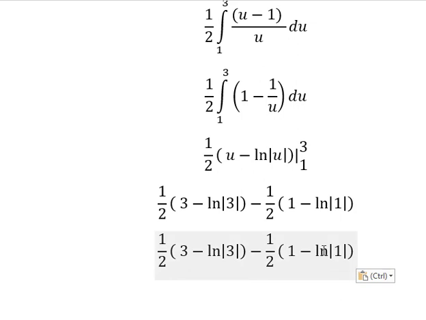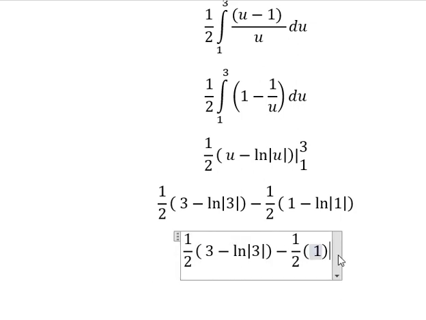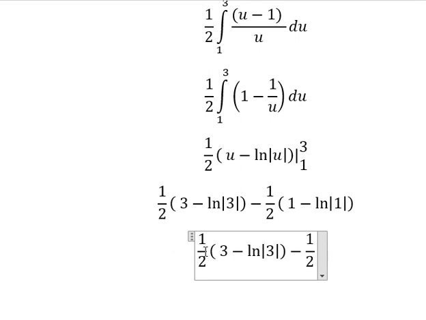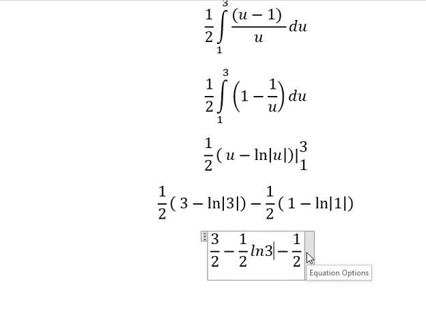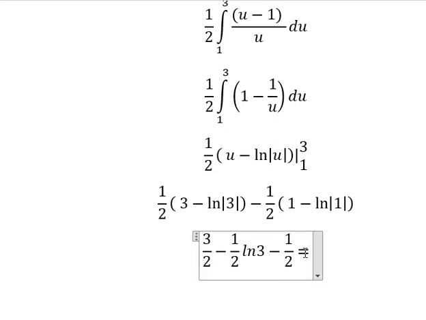Ln of number 1, you get 0. So this one we have 1 over 2. So this one we have 3 over 2 minus 1 over 2 ln 3. And now we can simplify 3 over 2 minus 1 over 2. So we have number 1.